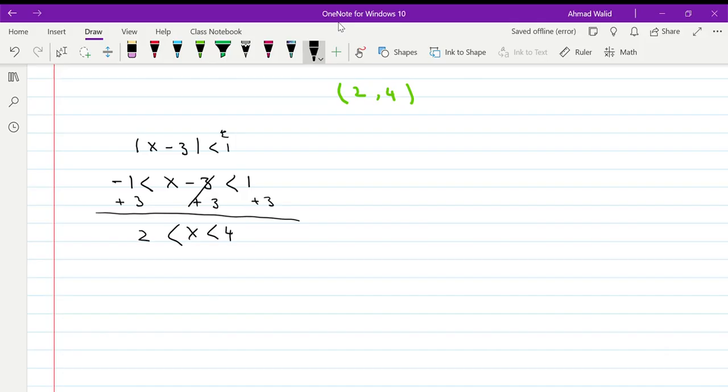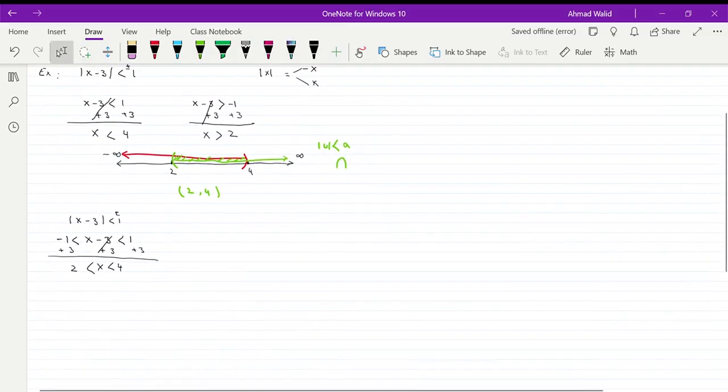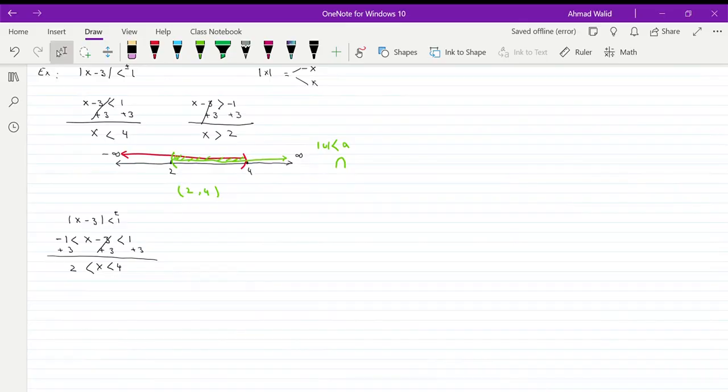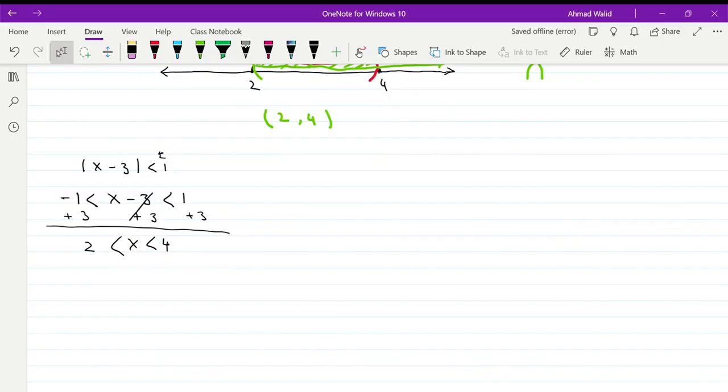You see, the answer is the same. The number line will be the same, totally the same. Look here, the answer is the same. The number line will be the same. But this way is much easier to solve. Correct? Let me show you another example.